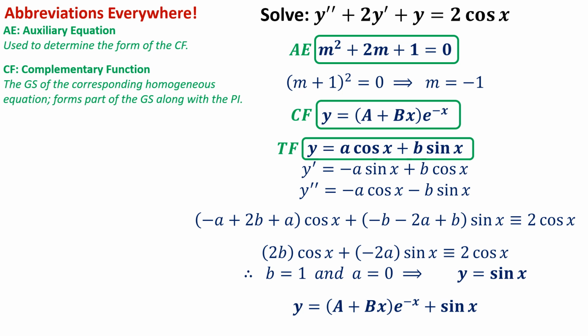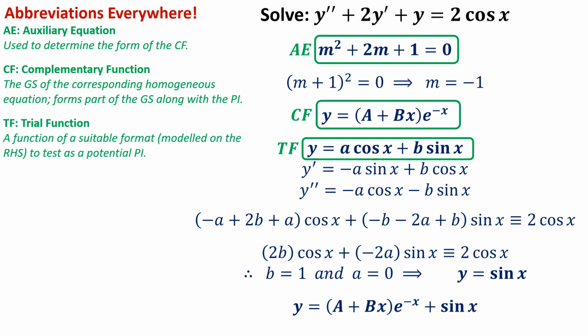So we look at the right-hand side, which is some multiple of cos x, and we construct a generalized version of that. So it involves cos, which means the first derivative will involve sine, and the second derivative will involve cos again. I need something that has some sines and some coses, so I can find a good combination of sines and coses that will produce what I need. So this is my trial function, and it needs to be modeled on the right-hand side in order to produce for me a valid particular integral, which is what this is.